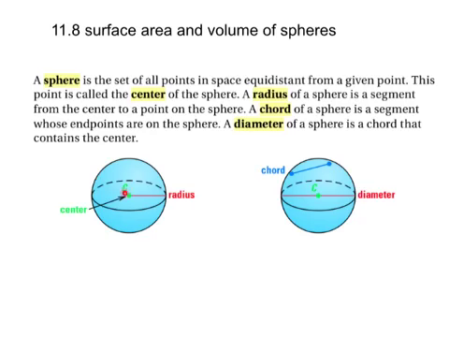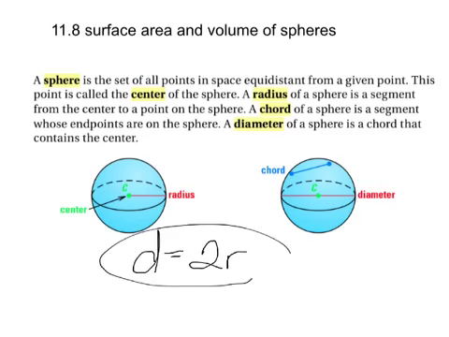Okay, the radius is the same no matter where I go from the center to a point on the sphere. A chord of a sphere is a segment whose endpoints are on the sphere, anywhere on the sphere. And the diameter is a chord that contains the center. It goes from one end to another through the center. Just like in a circle, the diameter is 2 times the radius. And that's really all the information I can give you.